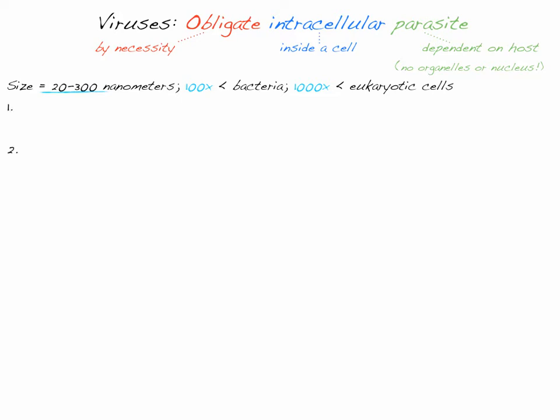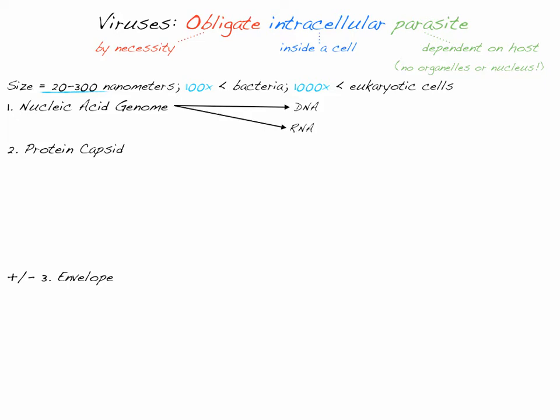And all viruses have two things. They all have a nucleic acid genome, and they all have a protein capsid. Some viruses have a third thing, and this is an envelope. Now going back to the genome, it can be one of two things. It can be either DNA or RNA, and that's the nucleic acids. So the genome is made of nucleic acid, which can be either DNA or RNA.